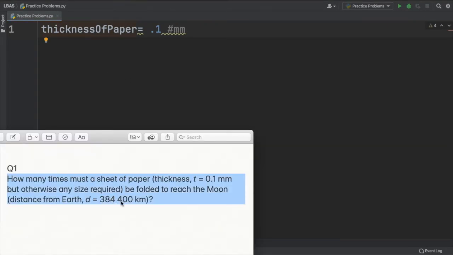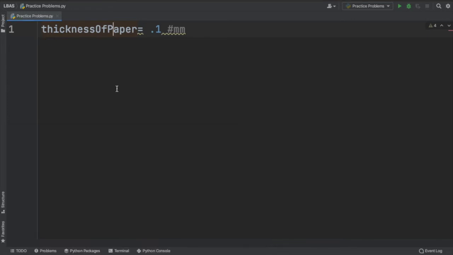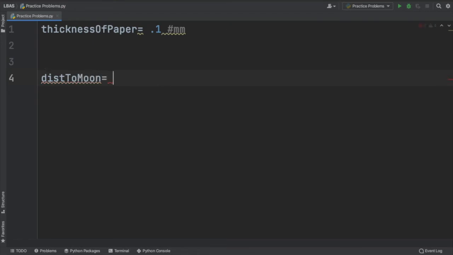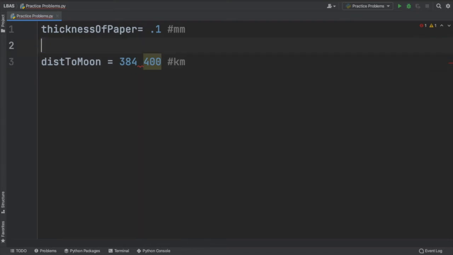And let's just copy this. So the moon is this many kilometers away. Distance to moon is equal to this many kilometers. So you see these hashtags are pound symbols. Whatever you write after them is a comment, so Python doesn't treat them, but it makes the code easier for a person to read and understand.